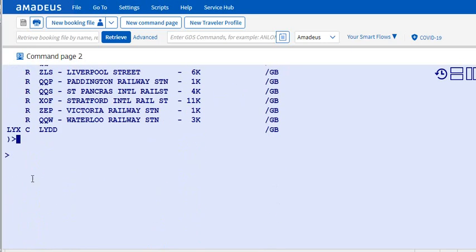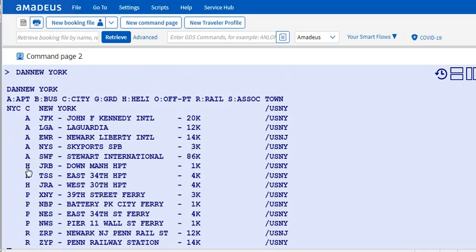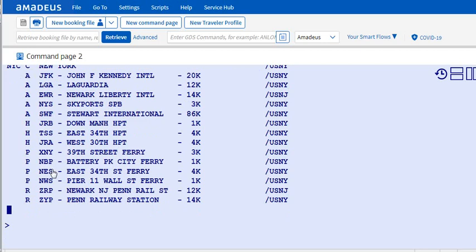Okay, let me go to another multi-airport city, MDAN, New York, and you can find New York has also got so many airports, some heliports, seaports, railway stations, etc. So these are the cities with multi-airport codes.